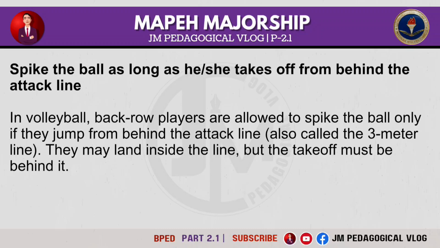Spike the ball as long as she takes off from behind the attack line. In volleyball, back row players are allowed to spike the ball only if they jump from behind the attack line, also called the 3-meter line. They may land inside the line, but the takeoff must be behind it.